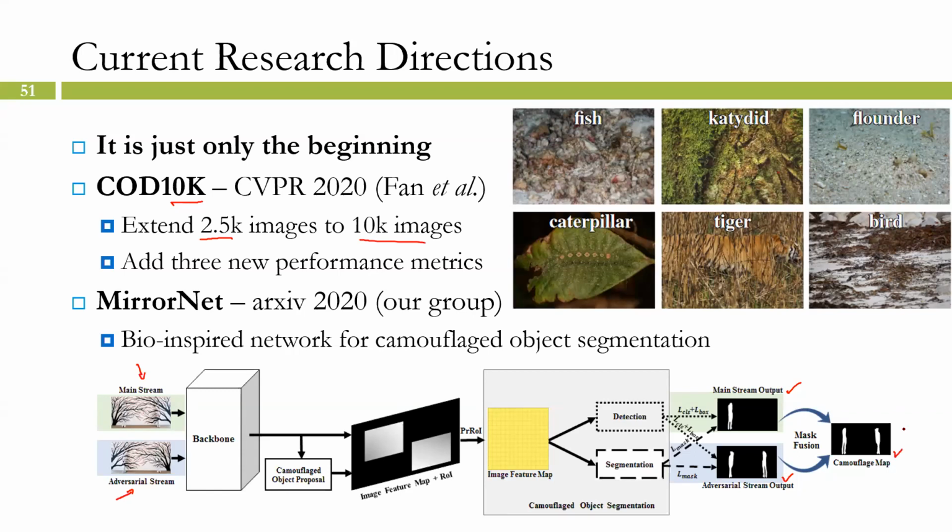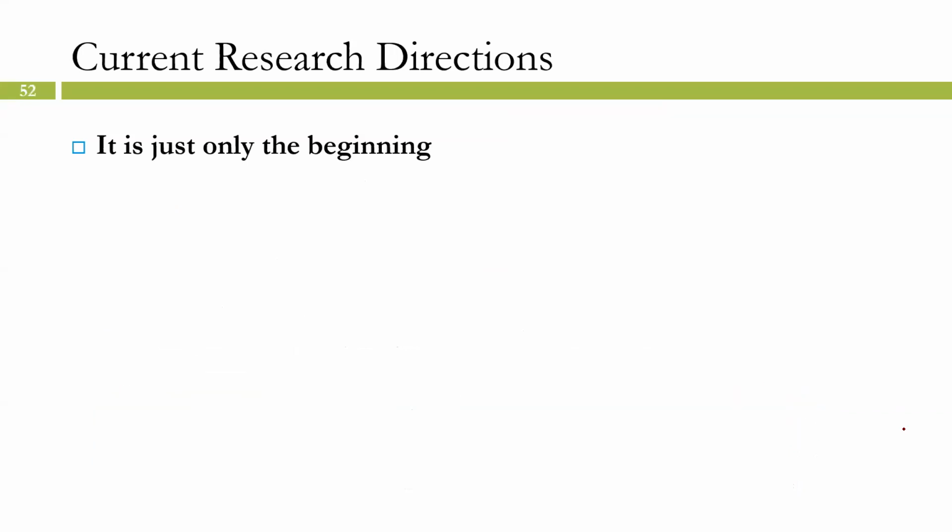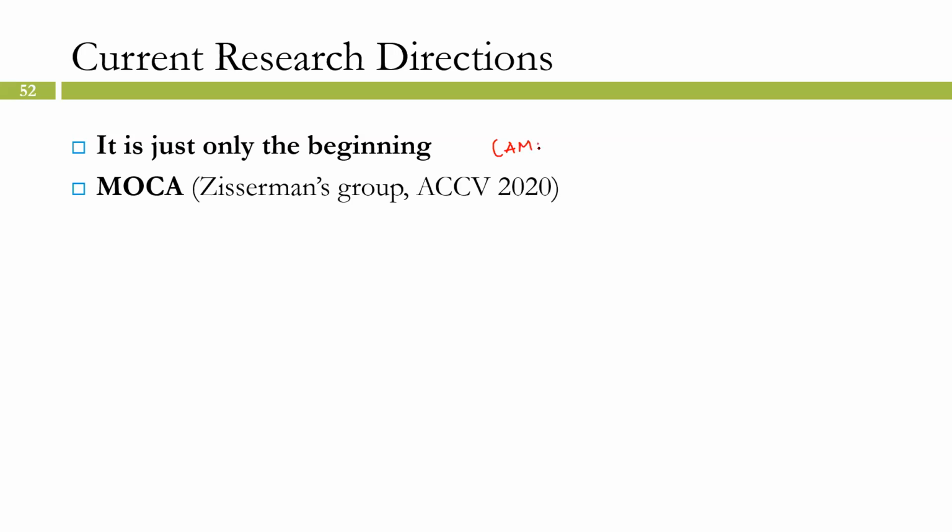Is that it? No, it's not over. We have another work. Remember that we have a data set named Camo. And then later we have the paper named Mocha. Wow, it's so cool, right? Camo and Mocha. This one is from Gisman's group in ACCV 2020.